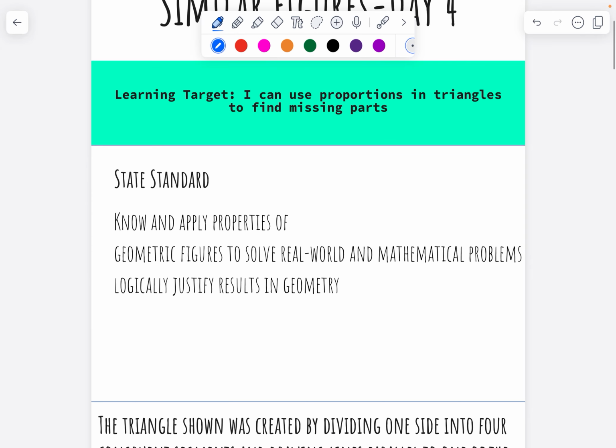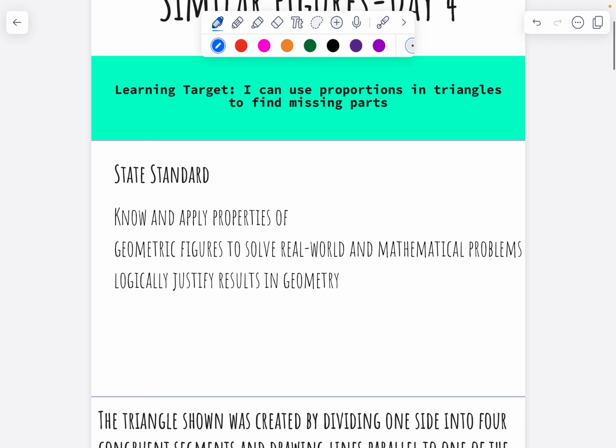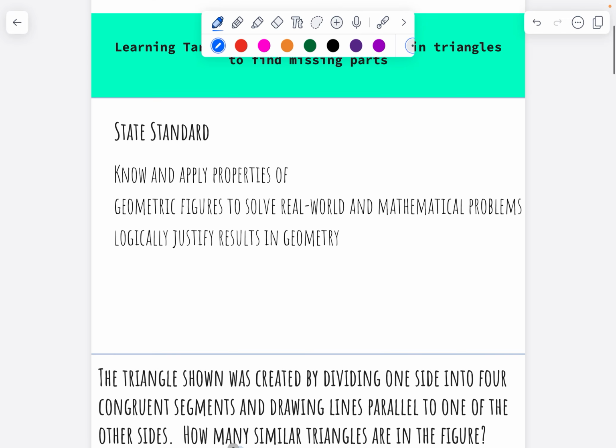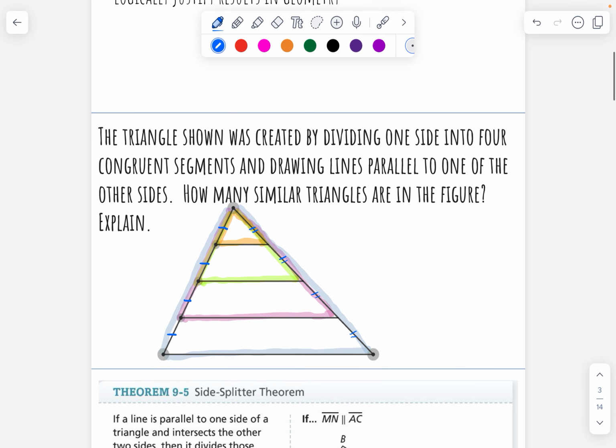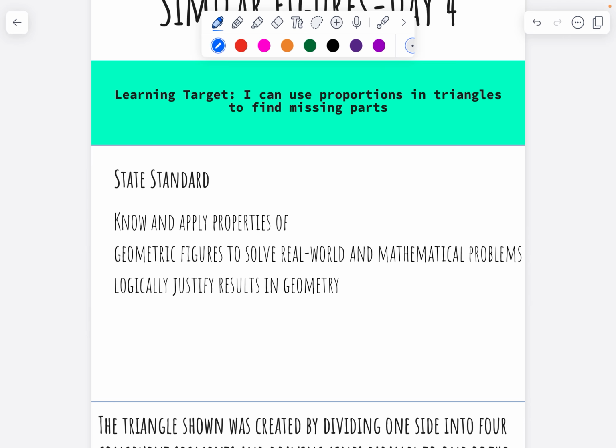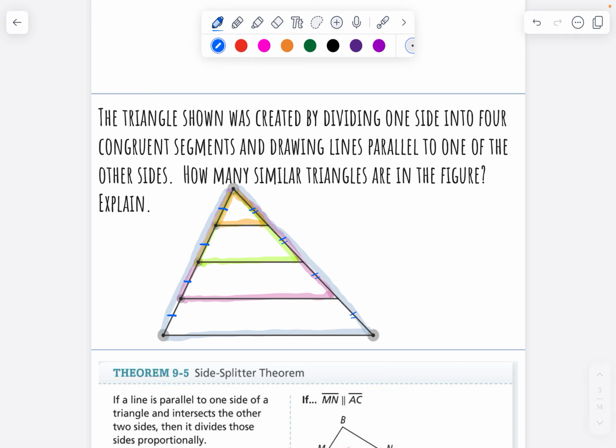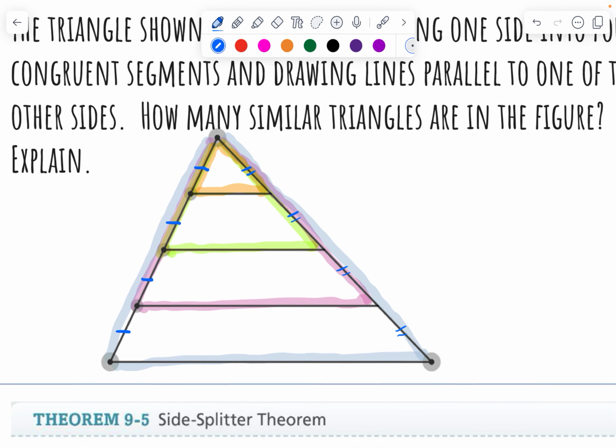Hello friends, today we're going to continue talking about similar triangles, specifically proportions in similar triangles. We're going to use proportions in triangles to find missing parts. Our state standard: apply properties of geometric figures to solve real world and mathematical problems and logically justify results in geometry. So the triangle below was created by dividing one side into 4 congruent segments.